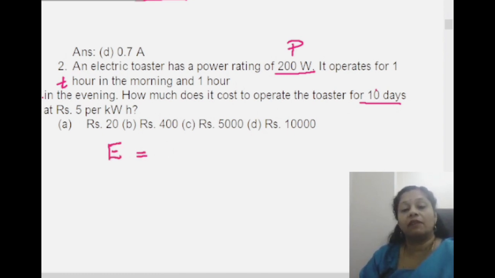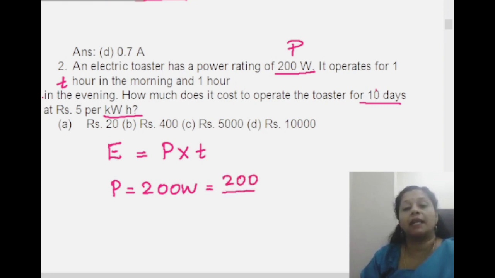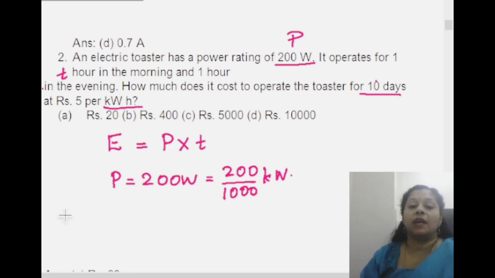So what is the formula for energy? Energy is equal to power into time. But here we are finding out in kilowatt hour. So power we have to find out in kilowatts. So 200 watts is the power. So we can make it as 200 by 1000 kilowatt. So now for finding energy, we just have to multiply all.